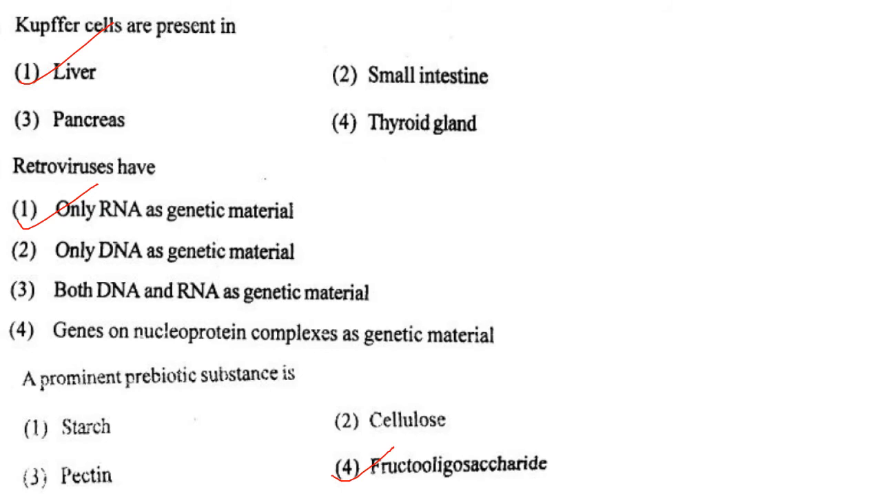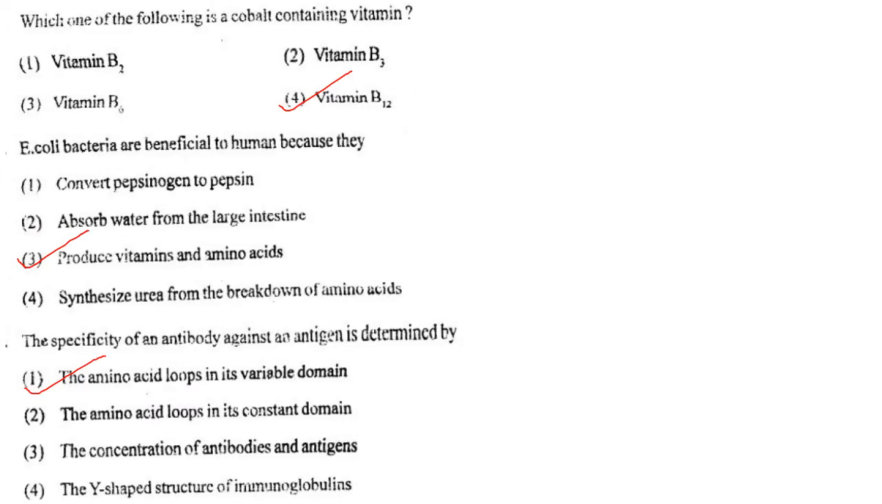Retroviruses have option 1 only RNA as genetic material, only DNA as genetic material, both DNA and RNA as genetic material, genes on nucleoprotein complexes as genetic material. Answer is only RNA as genetic material, that is option 1. The prominent prebiotic substance is option 1 starch, 2 cellulose, 3 pectin, 4 fructooligosaccharides. Answer is option 4 fructooligosaccharides.